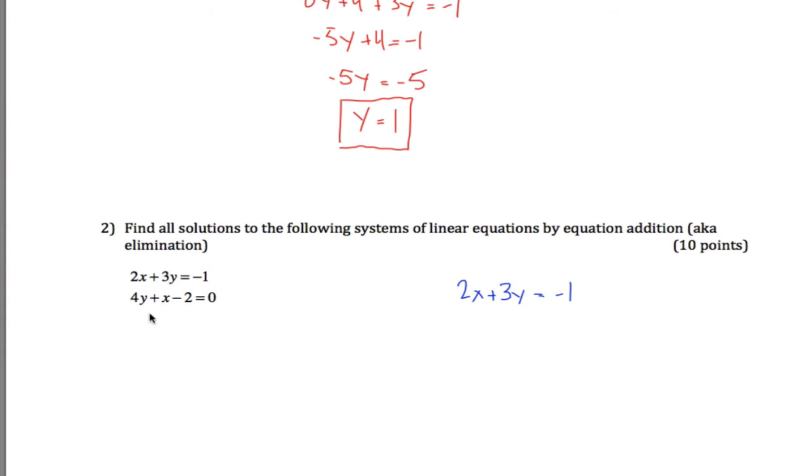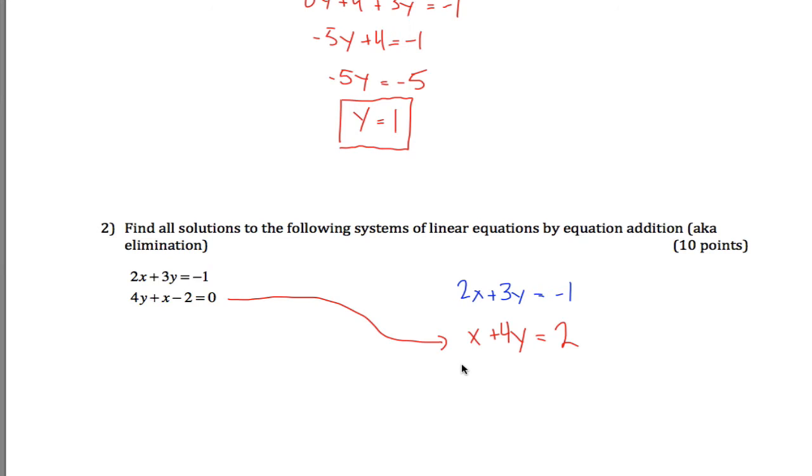If you take that other equation, 4y plus x minus 2 equals 0, it's not lined up like this. However, I could rewrite it. Instead of 4y plus x, I could say x plus 4y. And then instead of minus 2 equals 0, I could add 2 to both sides of the equation to get it here. The advantage of this form is that things are now lined up very nicely, so I can add the equations together. However, if I add them together right now, it won't do me any good. The purpose in adding the equations is to cancel out one of the variables.